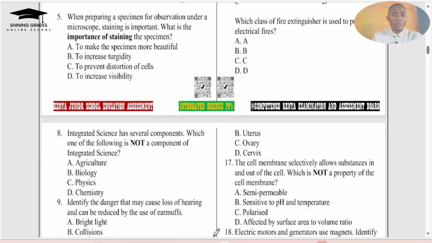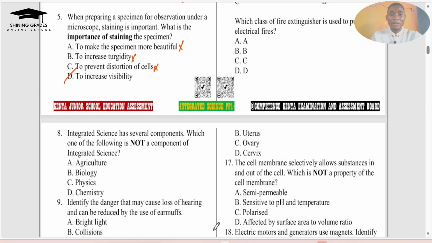So why do we have to do staining? We have A, to make the specimen more beautiful. That is not the case. We have B, to increase turgidity. That's not the case. We have C, to prevent distortion of cells. That's not the case. The correct answer to this question is to increase visibility, to make the specimen more visible. So learners, the correct answer to question number 5 is D, to increase visibility.